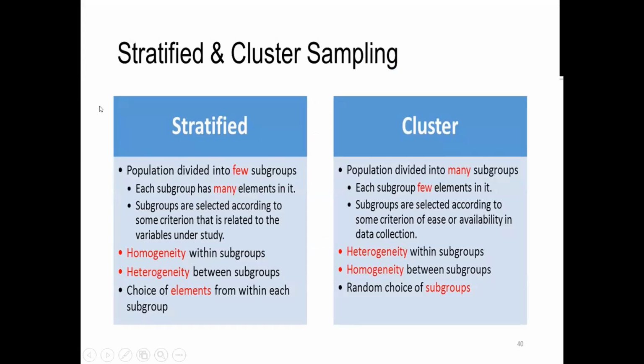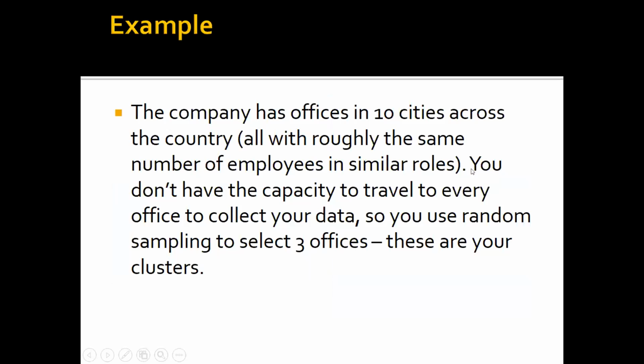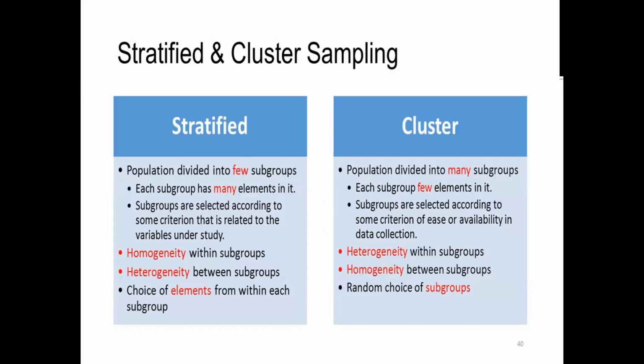Now I'll explain the comparative analysis of stratified and cluster sampling. In stratified sampling, the population is divided into few subgroups. Here, the population is divided into many subgroups, like the company's offices are in 10 cities, or IITs are in 20 locations. So your population is divided into many subgroups. In stratified, there are few subgroups, like just designations or gender or work experience, or not having work experience.